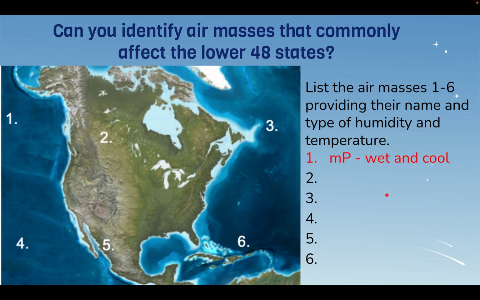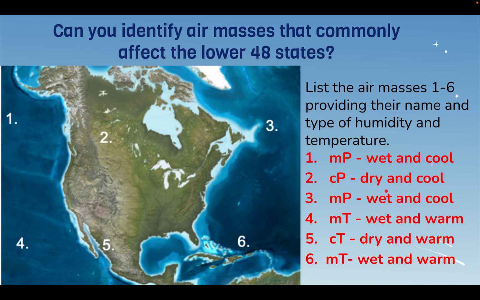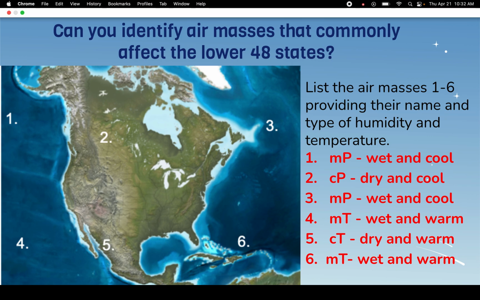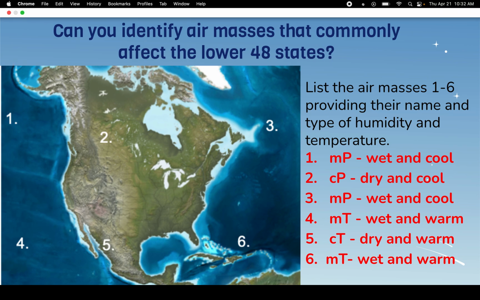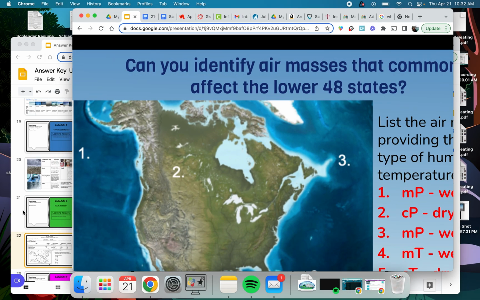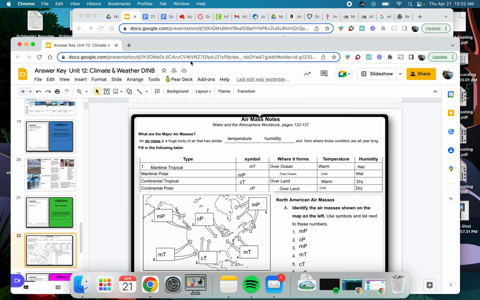All right, so hopefully you paused and did a little bit of thinking. Let's go ahead and identify these 6 air masses. Air mass number 1 is maritime polar. I already kind of gave that in the example. It's forming over the ocean, and it's in a more northern, higher latitude region, so it is going to be polar and cool. I want to make sure real quick that this is the same as your DINB. Yep, it's the same, okay?